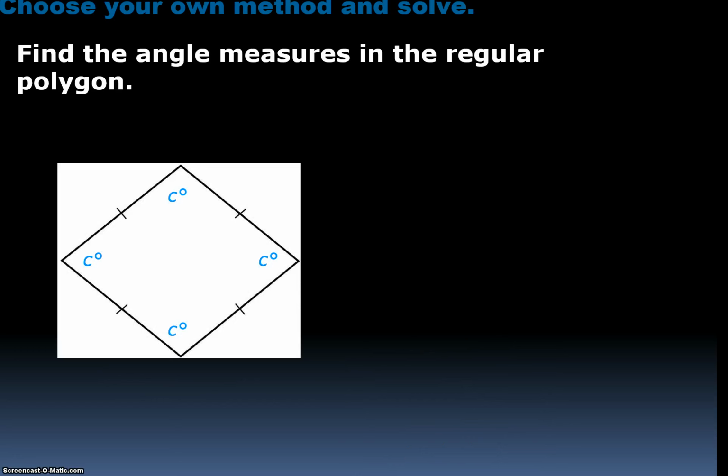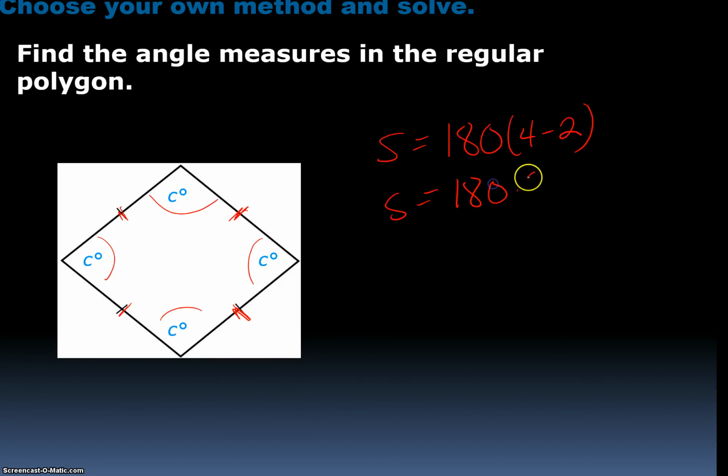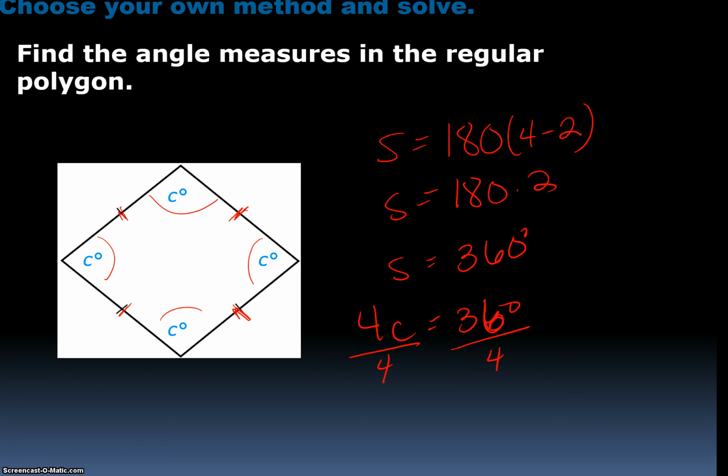This shape here is four-sided, has 4 equal sides and 4 equal angles. This is not looking like a regular polygon, but it is because you see that the sides are the same. So if the sides are the same, that also means that the angles are the same. So the sum of the angles is 180 times the number of sides minus 2, and I get 180 times 2. So the sum is 360 degrees. There are 4 angles that add up to 360. So if I divide both by 4, I get C is equal to 90 degrees.